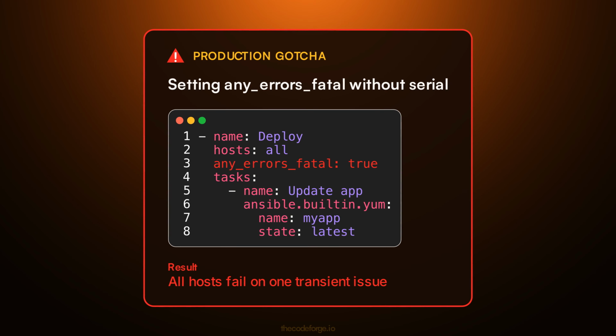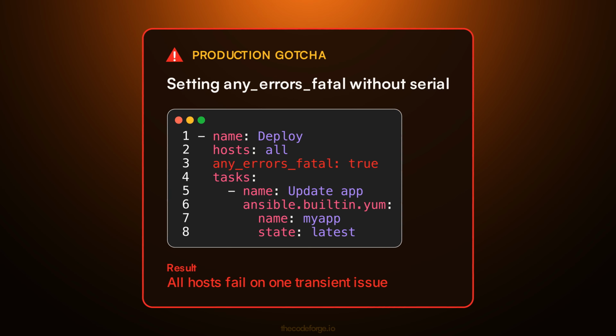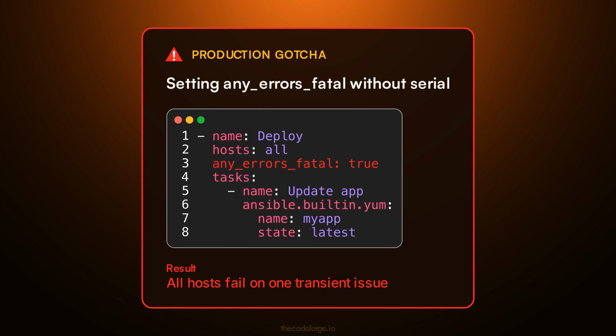A common mistake is setting any_errors_fatal: true without serial, causing all hosts to fail if one has a transient issue. Always combine with serial: 1 or a small batch size to limit blast radius.